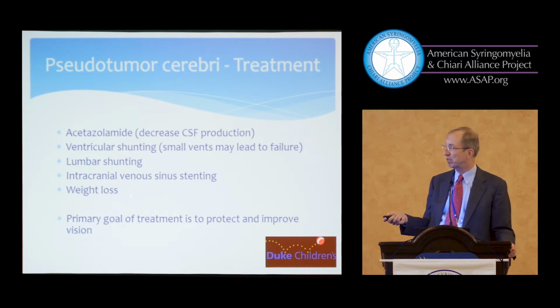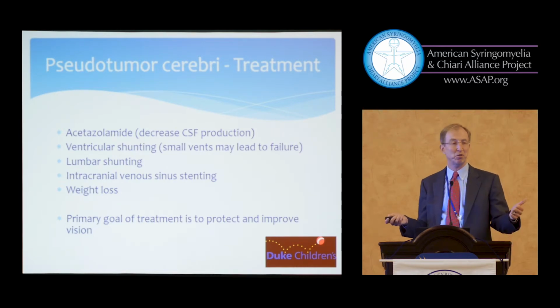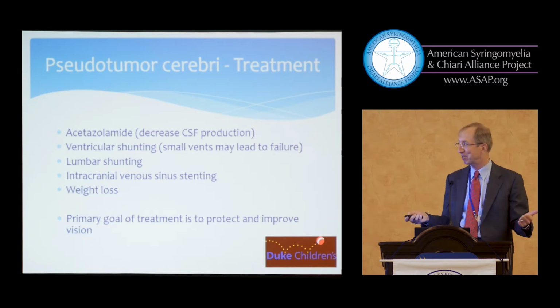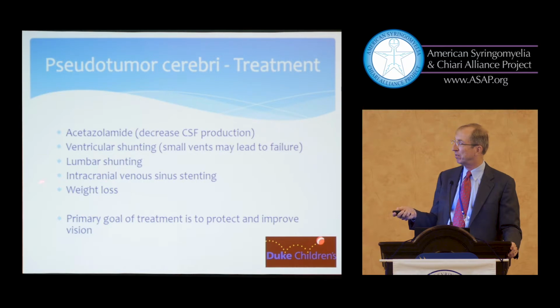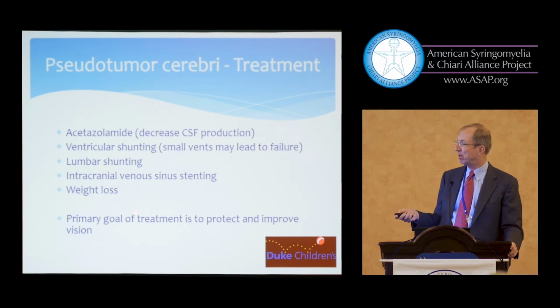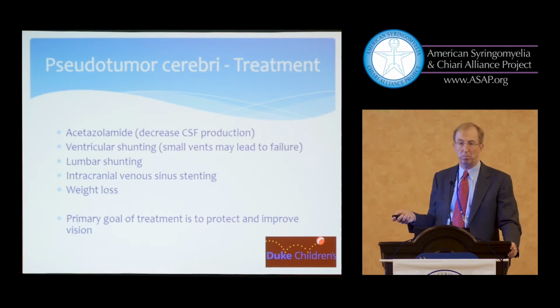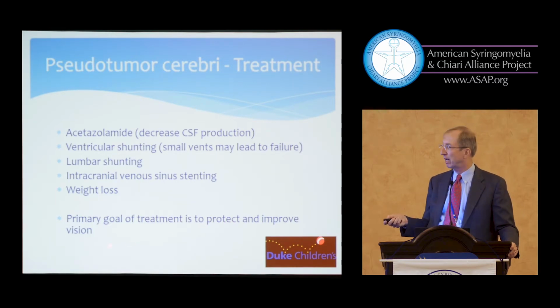But bariatric surgery depends on their insurance requirements to get to bariatric surgery, how much you have to have tried and failed, and how bad their vision may be, because the primary and most debilitating problem with pseudotumor is vision and blindness. So we really want to protect the optic nerves. Secondary goals are treating the headaches, but the vision is the primary thing that we really have to protect.